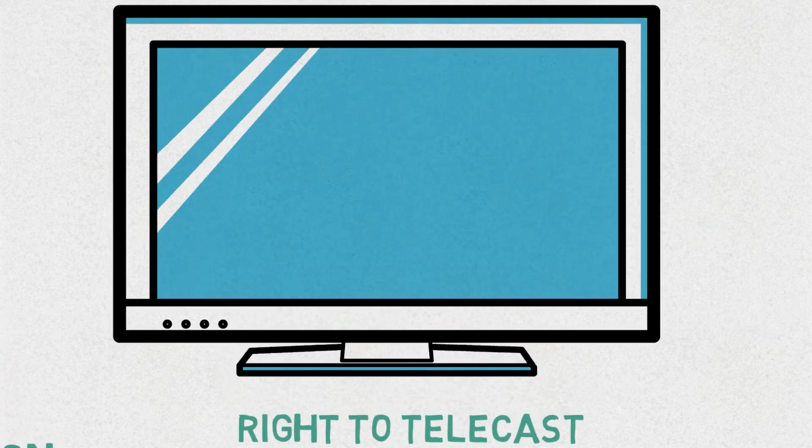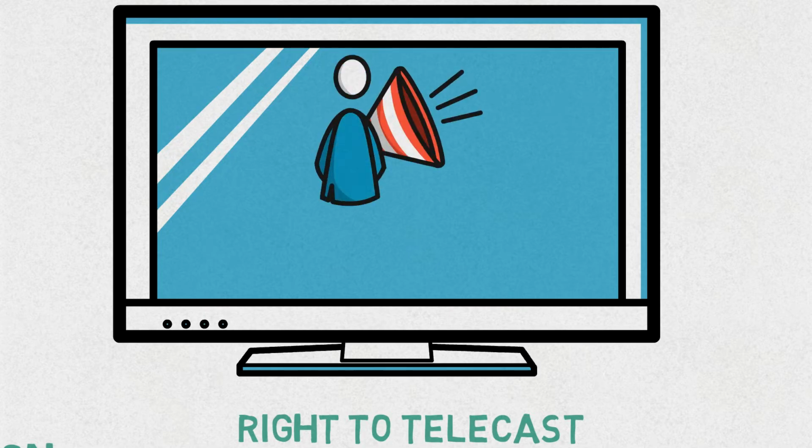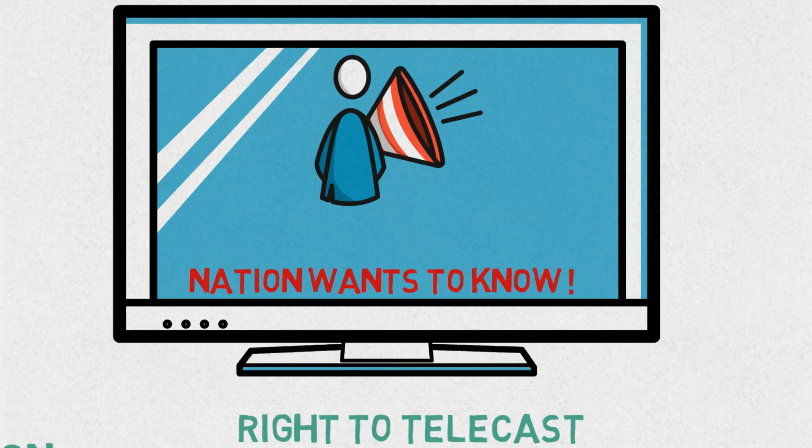Fifth, right to telecast. That is, government has no monopoly on electronic media. Students of political science would understand this right better. This right takes away the monopoly of information dissemination from the state.